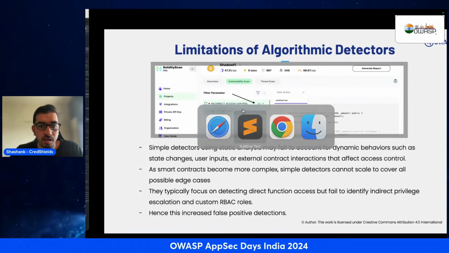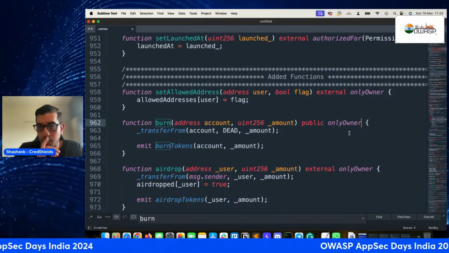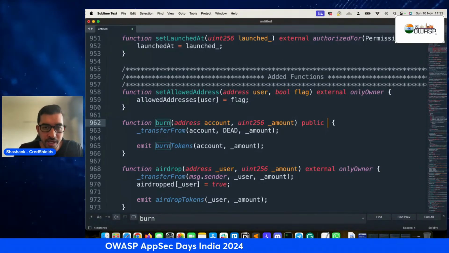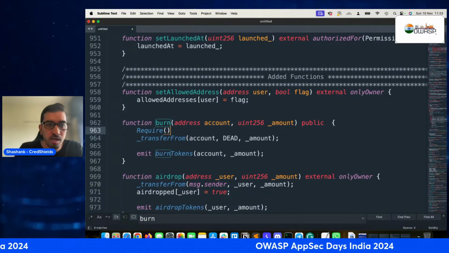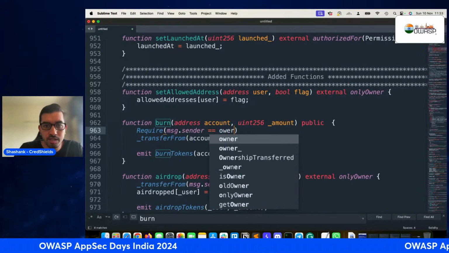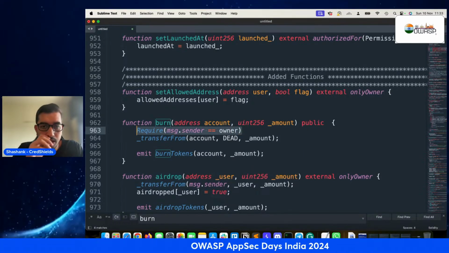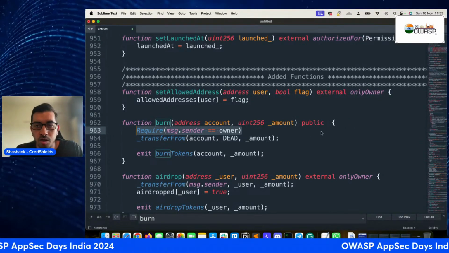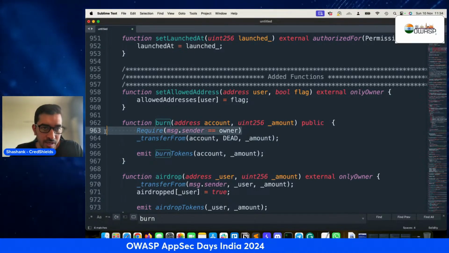For example, if this code is there, this is one classic way of doing that. If only owner is missed, the automation can detect it. But what if someone goes with a custom require statement, maybe require message dot sender is equal to owner, for example. If there is a custom check instead of going for the popular route, then again your automation will check, oh, there is no only owner, so this will be flagged. But the fact is, there is a protection in place.